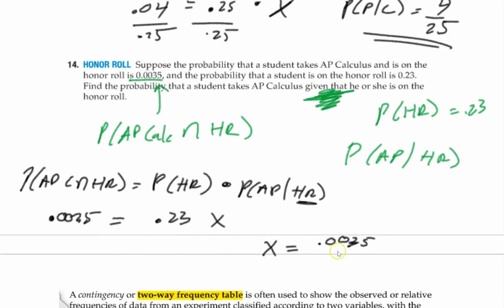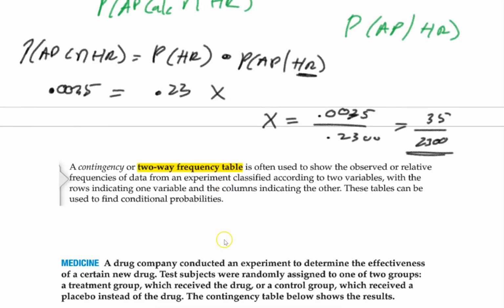0.0035 over 0.23. By the way, if you're trying to make this without decimals, you just move it over 4 spots. Move this over 4 spots, and you get 35 over, add a couple zeros, 2300. That's a really low number. I protest that. Anyway, that's how you do given that. We'll do a little bit more in class, but that's the general idea of a given that problem.